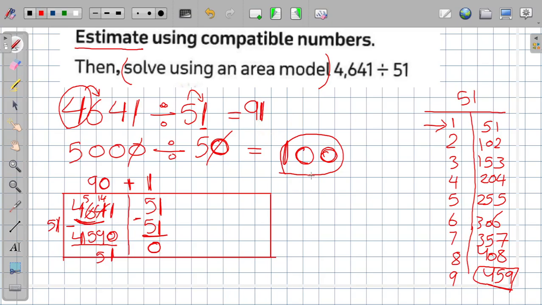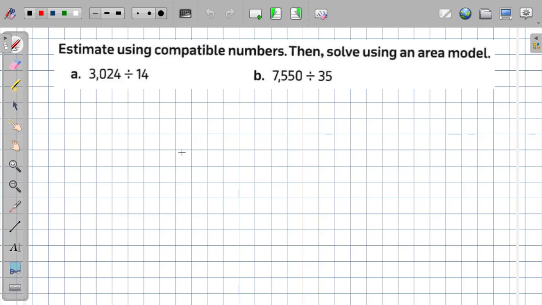Okay. But our estimation said the result will be near to 100. So it's right. 91 is very near, or very close, to 100. So our estimation is right and our result is right. Okay. So the result will be 91 and our remainder is 0. Okay. Let's try another one.